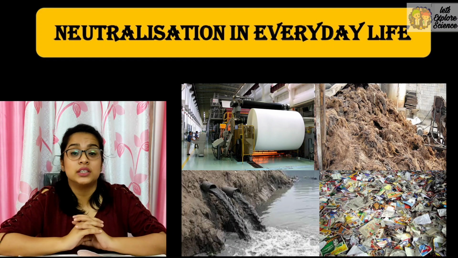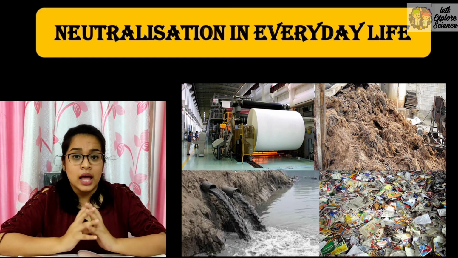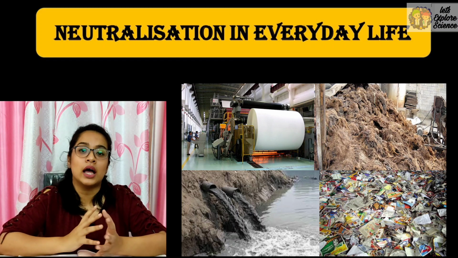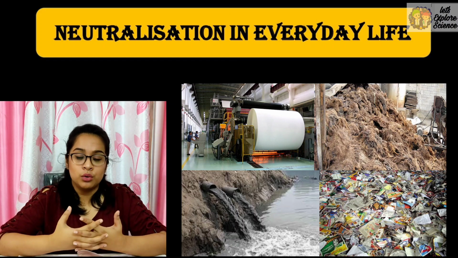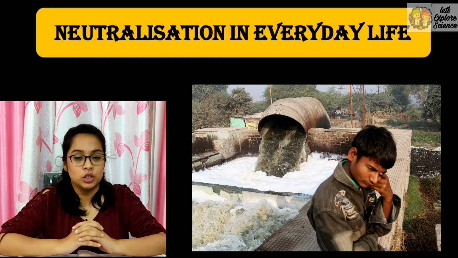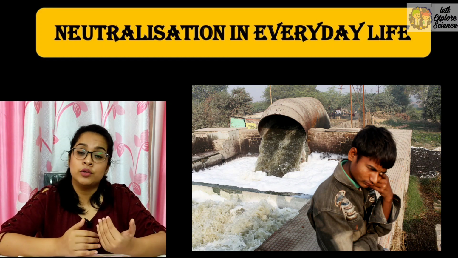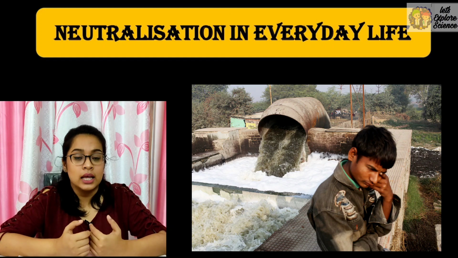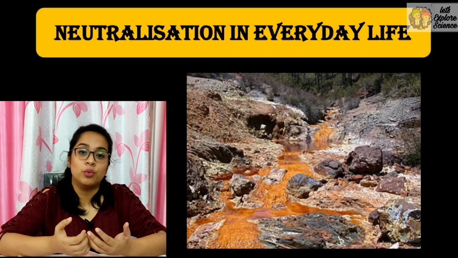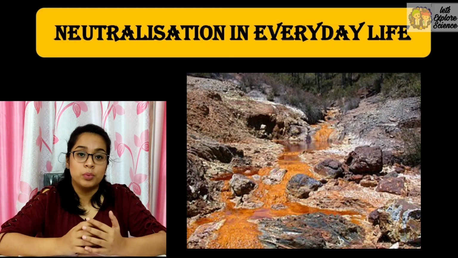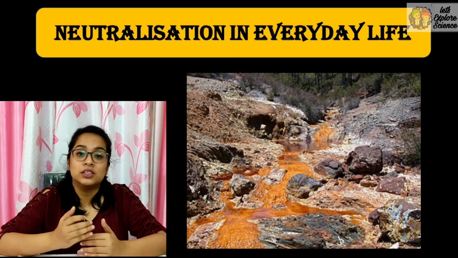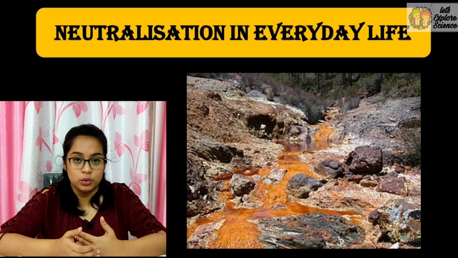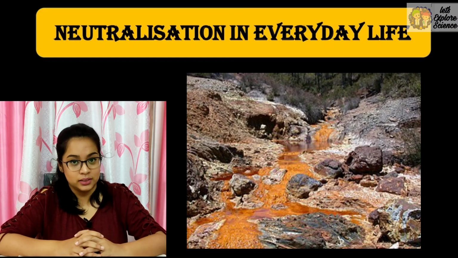The factories liberate a large amount of waste water, and that waste water contains a high amount of acids. So if they let that water go into rivers or ponds, then the river water will become acidic, and that will be dangerous for both the aquatic plants and animals. So before letting the water into the lakes or river, the company must treat it or reduce the acidity of the water so that it won't harm the aquatic plants and animals.